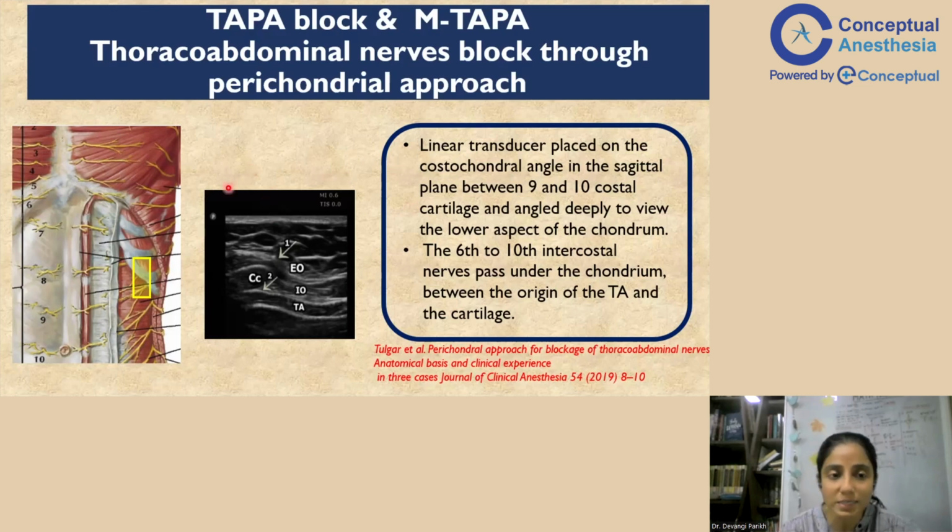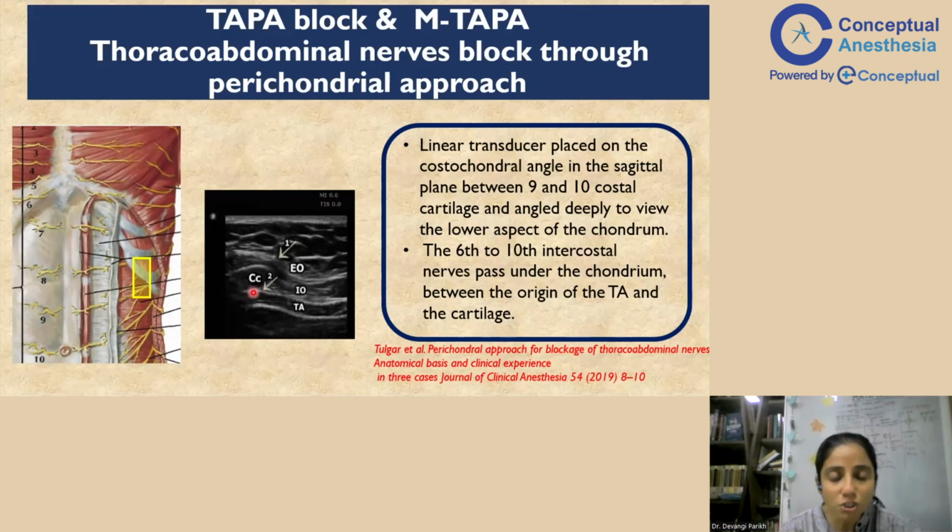In 2019. What we do is a linear transducer is placed in the parasagittal plane in the costochondral angle. Means this is the costal cartilage and costochondral angle. This is a chondrule. So the ribs and this is a chondrule. So costochondral angle between the 9th and the 10th costal cartilage, it is somewhere between the mid-clavicular and the anterior axillary line in the parasagittal plane. And it is angled deeply to view the lower aspect of the chondrule.